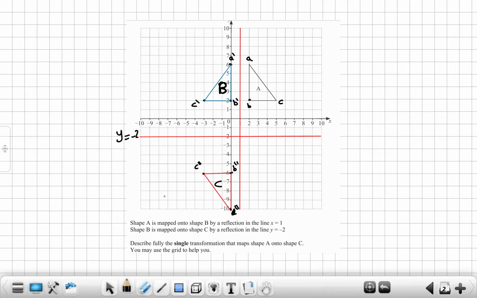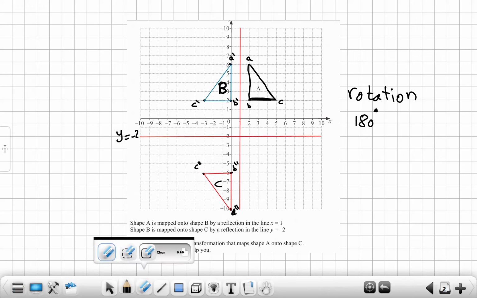So A to become C right away in one transformation, definitely, it is very clear that it is a rotation. How many degrees? If you trace this shape on your tracing paper and rotate it 90 degrees, it's not going to give you this shape, and then 90 degrees again, you're going to find that it is exactly 180 degrees.